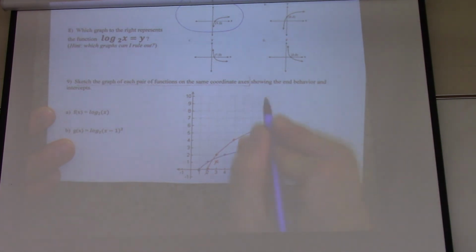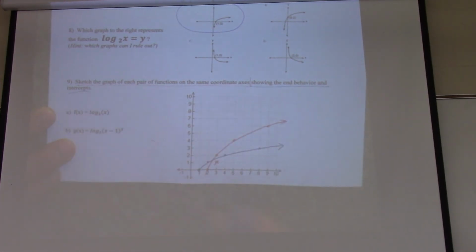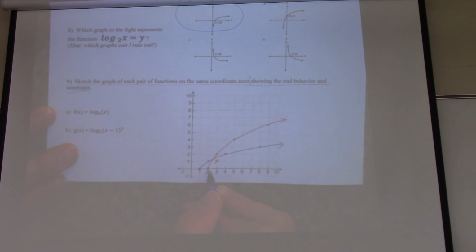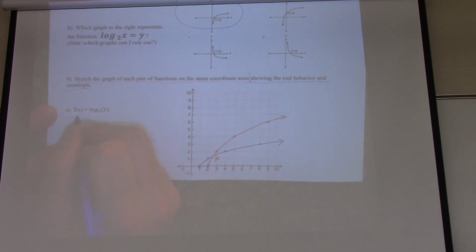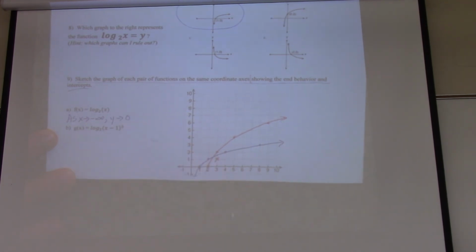The second part is showing end behavior and intercepts. Well, we showed the x-intercepts. What is my end behavior? Here's how it works, and we kind of hinted at this on a problem up above. For this graph, we're going to say as x approaches negative infinity, y approaches what? So on the blue one, as x goes towards negative infinity, what is y approaching? Well, this line would keep going down here. So y approaches 0.